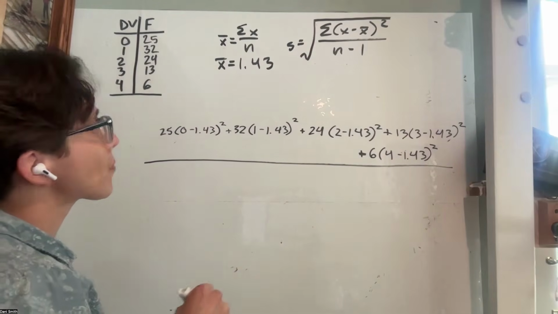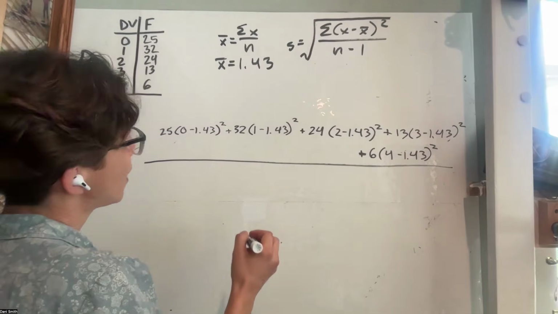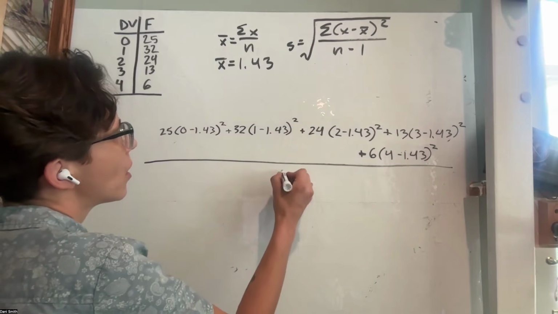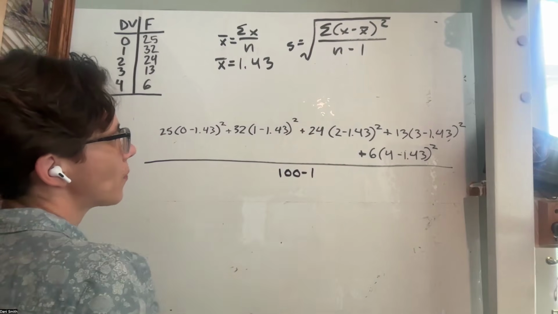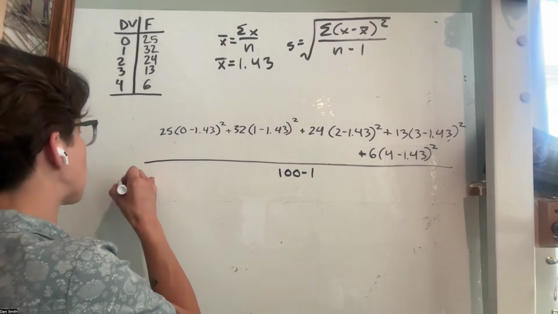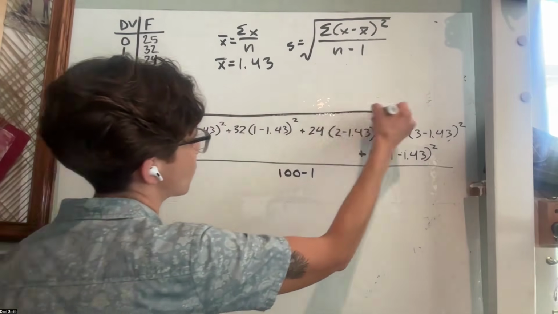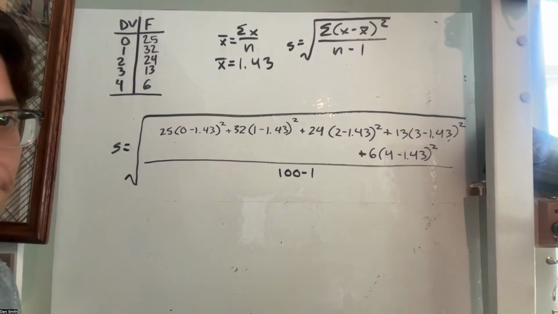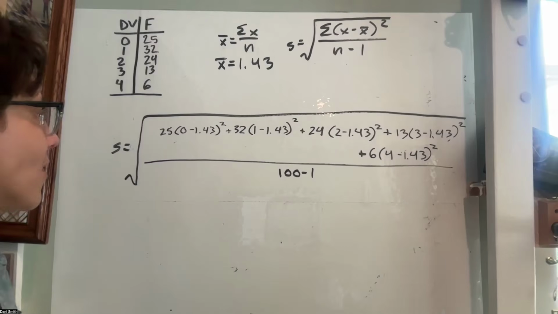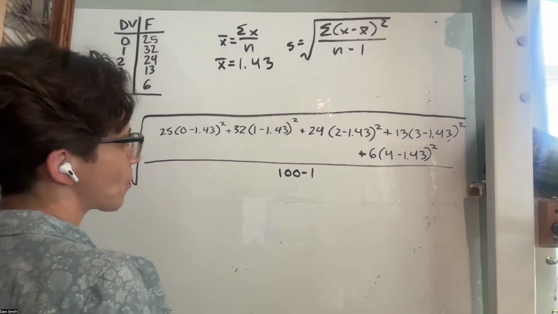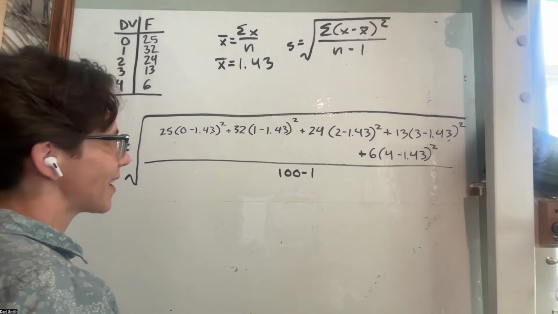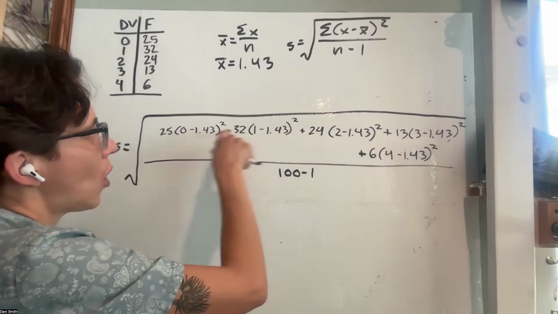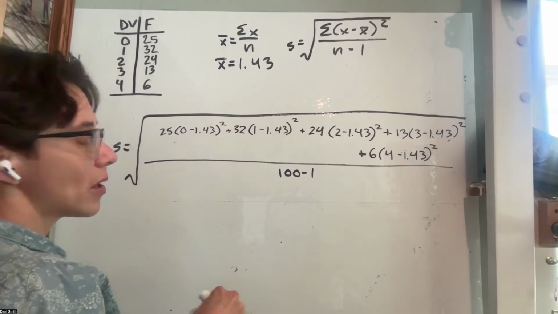On the bottom, we've got n minus 1. So let's see. What did we get when we added all that up? It was exactly 100, right? Okay, so 100 minus 1. If I leave this as is, that's variance. If I take the square root, it's standard deviation. So there's our full formula. Okay. The bottom part of this, again, this division bar tells us treat the top and bottom separately. Bottom part's easy. We just subtract and get 99. In here, we need to do all of the subtraction pieces.